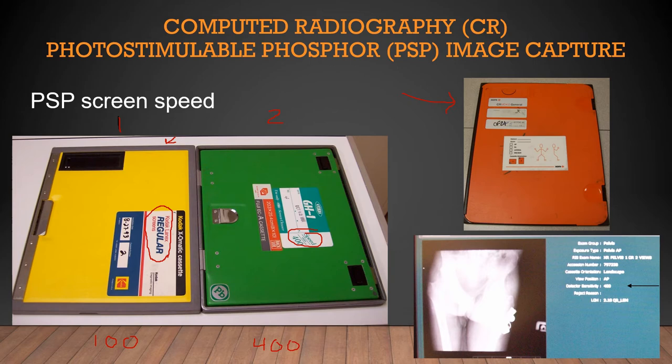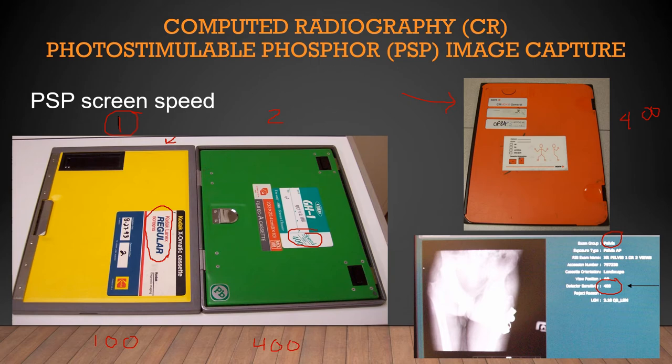So what I had to do was say, I'm going to take a hand x-ray. And then I walked up to the machine and typed in the word hand, and it suddenly made it a 100 speed cassette. If I was going to x-ray a pelvis, then I would type in the word pelvis and boom, this cassette was now a 400 speed system. So that's how we did it going from film screen to CR or PSPs.